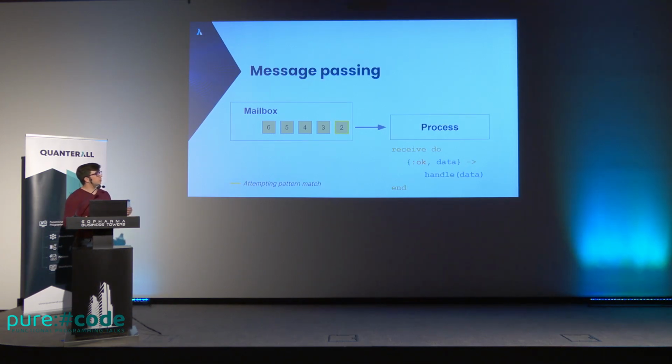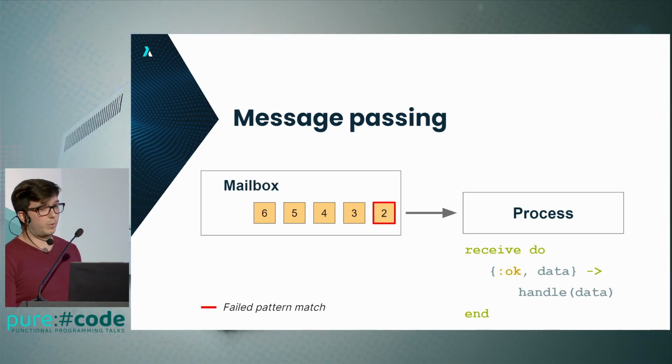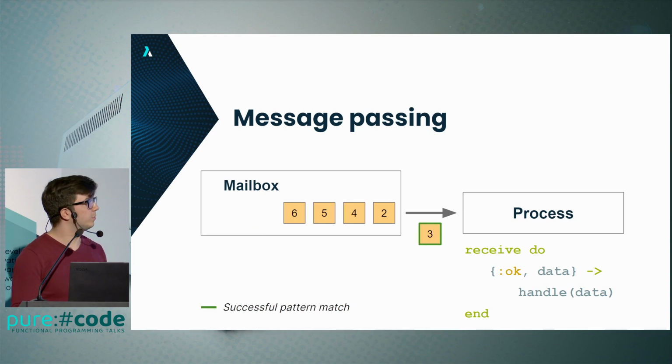The received block will start from the first message in the mailbox, as before, and we'll try to match it against the pattern. If that message fails to match the pattern, the process will just move to the next message in the queue. The next message will attempt to match the pattern. Let's say that message gets pulled out of the queue and gets handled.